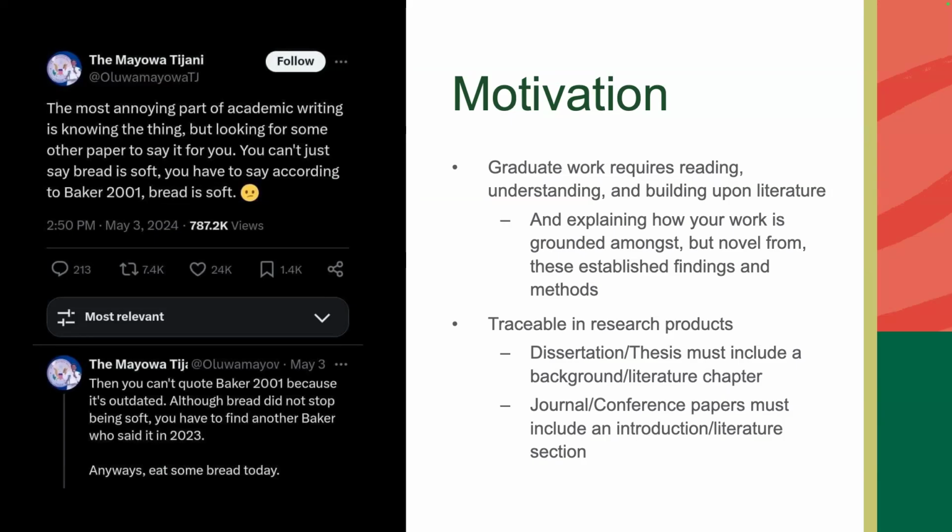And I put this Twitter post up here because I think oftentimes it can feel like this is what we're doing in a literature review, and we want to get over that hurdle of thinking about it from this lens. So if we read through this, this person says the most annoying part of academic writing is knowing the thing but looking for some other paper to say it for you. You can't just say bread is soft. You have to say, according to Baker 2001, bread is soft. But then you can't quote Baker 2001 because that is outdated. And although bread did not stop being soft since 2001, you have to find another Baker 2023 that said that bread is soft.